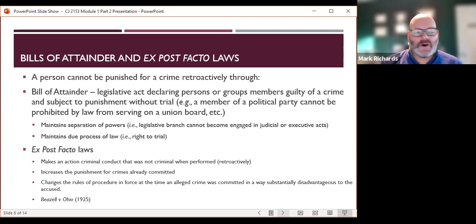Ex post facto laws make an action criminal conduct that was not criminal when performed, or increase the punishment of crimes already committed, or change the rules of procedure enforced at the time of an alleged crime in a way that is substantially disadvantageous to the accused. Some legal precedent for prohibiting ex post facto laws is found in Beazell versus Ohio in 1925.